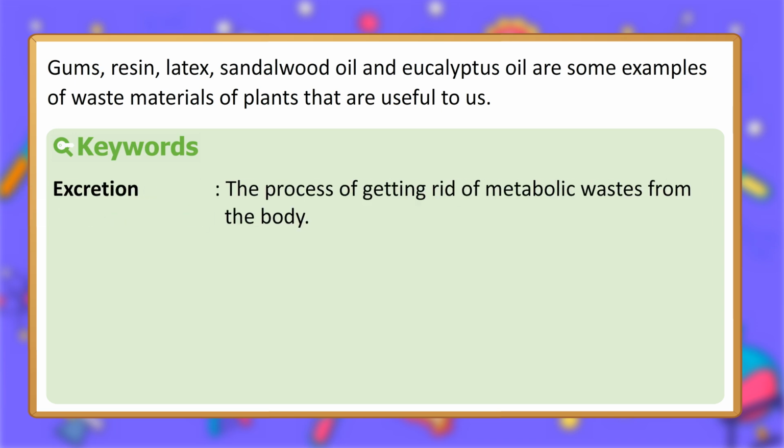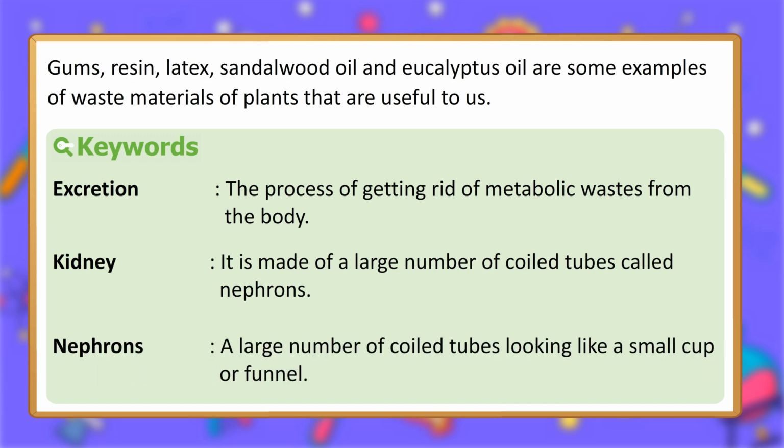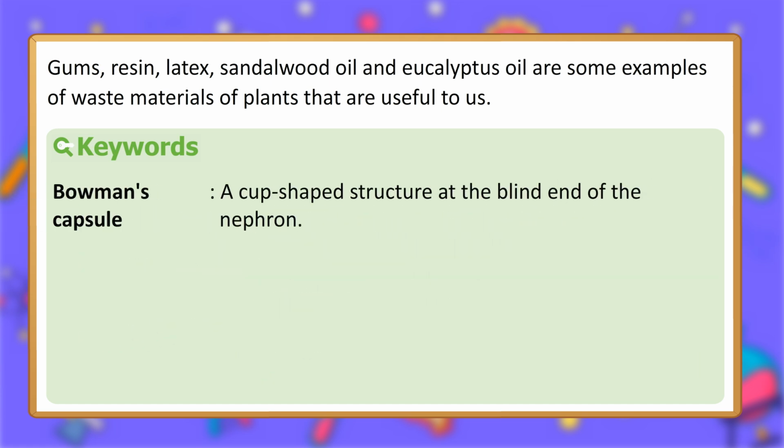Keywords. Excretion. The process of getting rid of metabolic wastes from the body. Kidney. It is made of a large number of coiled tubes called nephrons. Nephrons. A large number of coiled tubes looking like a small cup or funnel. Bowman's capsule. A cup-shaped structure at the blind end of the nephron.